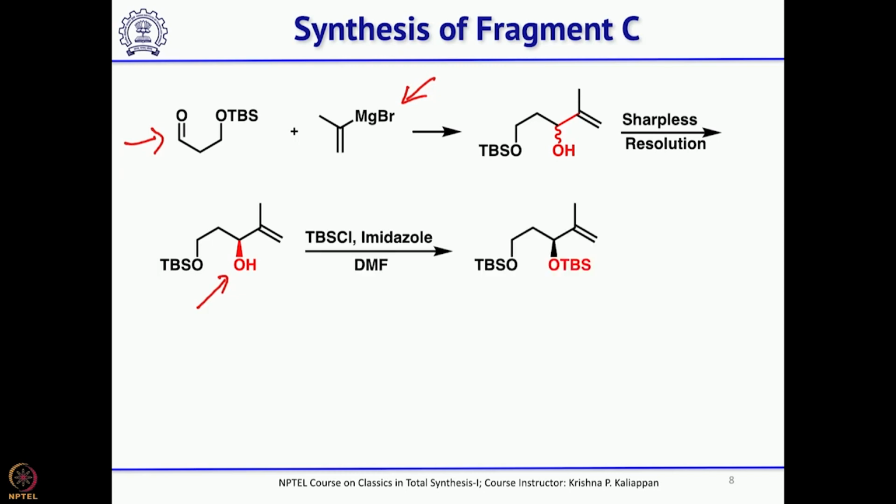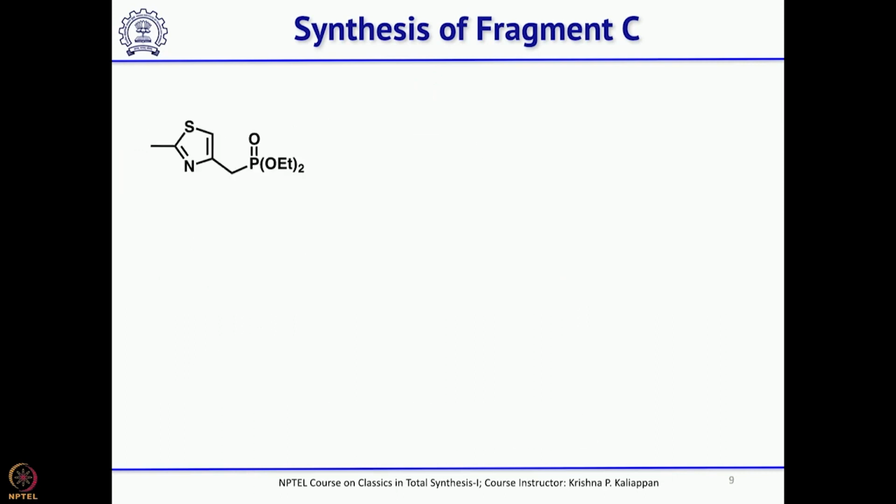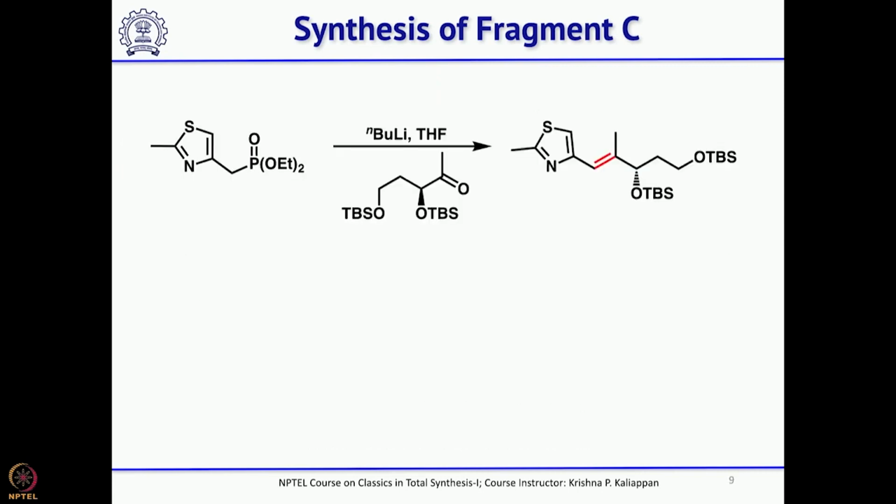That alcohol was protected as TBS ether and followed by ozonolysis, you get the ketone. Now, the thiazole unit should be attached to this ketone. So, that was done using stabilized Wittig reaction. Now, this phosphonate ester derived from the corresponding bromide was treated with butyl lithium as well as quenched with this ketone to get this double bond.